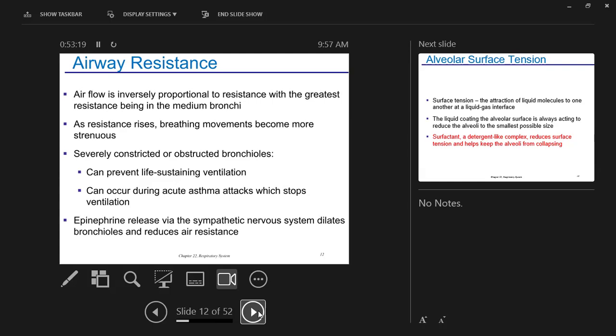Epinephrine, which causes the heart rate to speed up, also dilates the bronchioles. A person who has a dangerous allergy to peanuts will frequently carry an epinephrine pen called an EpiPen. And if they are exposed to peanuts, they'll jab themselves in the thigh with the EpiPen and it'll release epinephrine. And epinephrine will cause the smooth muscle to dilate in the airway. So it reduces the resistance.